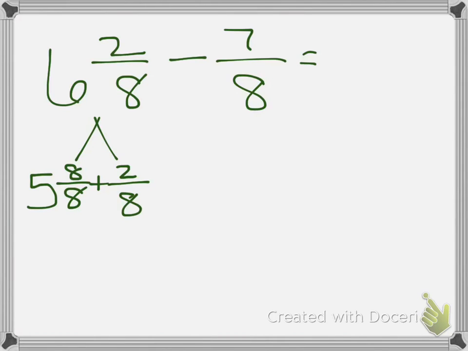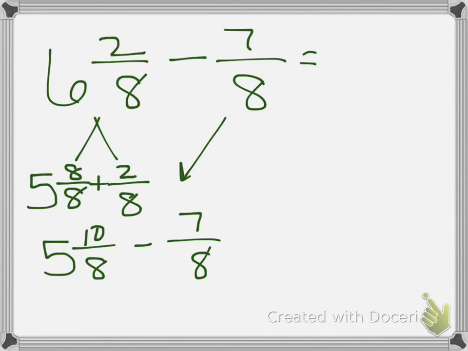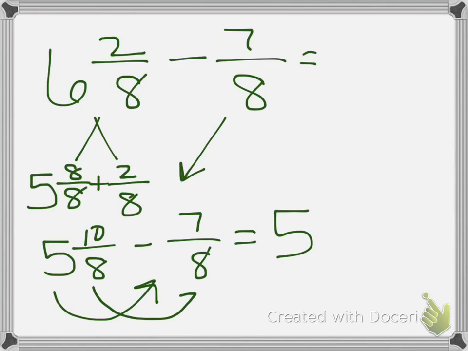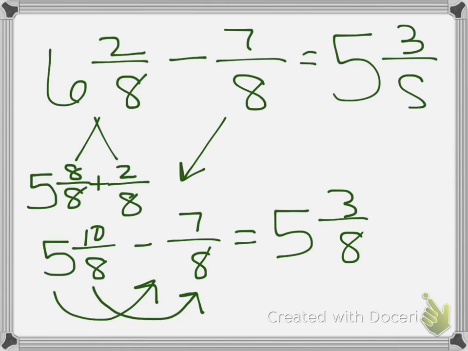And then we can add these together. So 5 8/8 plus 2/8 equals 5 10/8 minus 7/8. All right, we have 5, take away 0 is 5, 10/8 take away 7/8 is 3/8. Record that above, 5 3/8. So 6 2/8 minus 7/8 equals 5 3/8. All right, 2 more, guys.